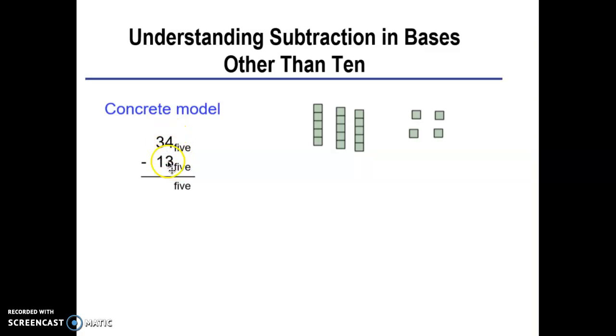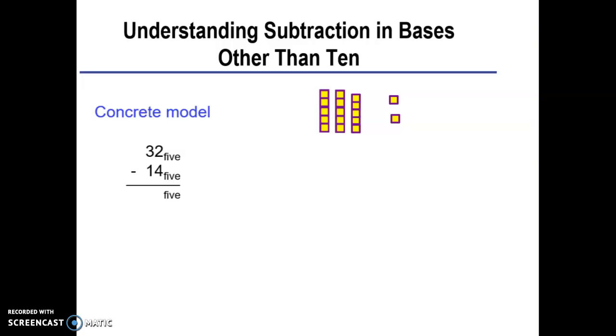I'm going to start in the ones place. And I'm just going to move them off to the side of my desk just like I was a small child learning to subtract. I'm going to remove 3 of them, and I can see that I have 1 tiny left. All right, so now let's look at the longs. I had 3, and I need to remove 1 of them, so you can see that I have 2 left. So my answer to 34 base 5 minus 13 base 5 is 21 base 5. 21 base 5 is the answer to this question because that's what I have left on my blocks.